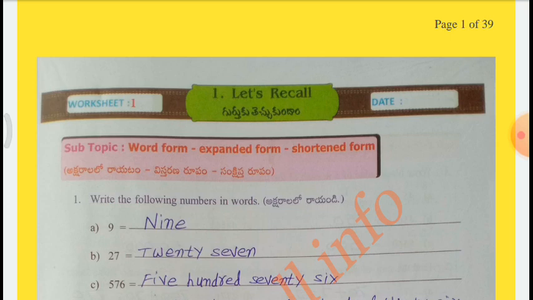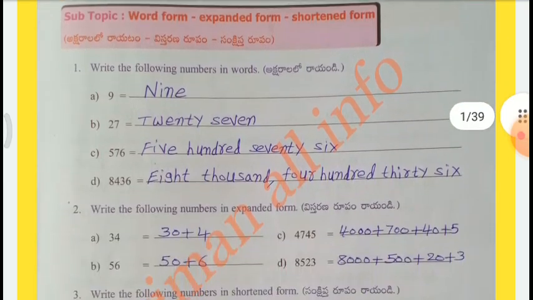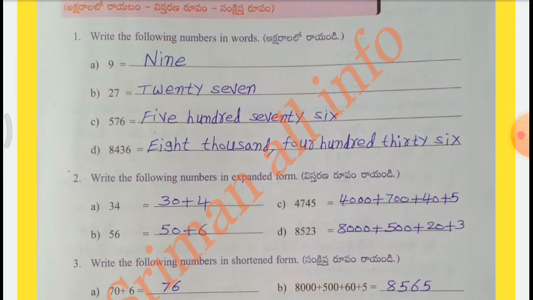Write the following numbers in words. 9, 27, 576, 8,436. Write the following numbers in expanded form. 34 is equal to 30 plus 4. 56 is 50 plus 6. 4,745 is equal to 4,000 plus 700 plus 40 plus 5. 8,523 is equal to 8,000 plus 500 plus 20 plus 3.